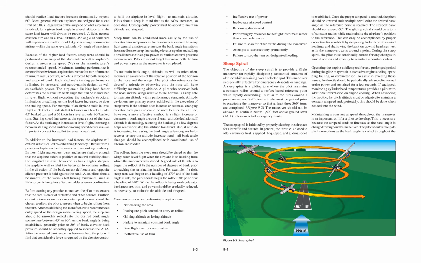Maintaining a constant airspeed throughout the maneuver is an important skill for a pilot to develop. This is necessary because the airspeed tends to fluctuate as the bank angle is changed throughout the maneuver. The pilot should anticipate pitch corrections as the bank angle is varied throughout the maneuver. Figure 9-2. Steep spiral. 9-4.